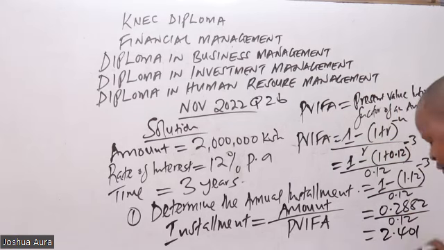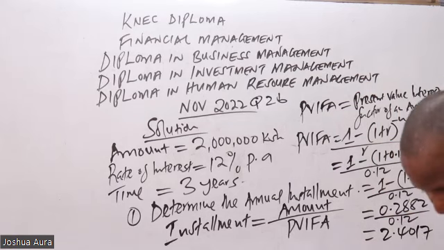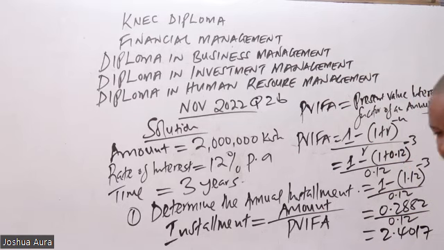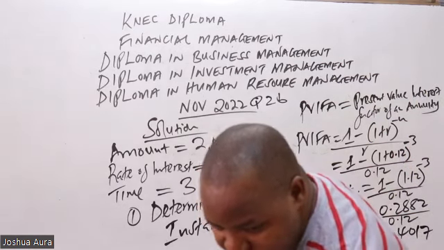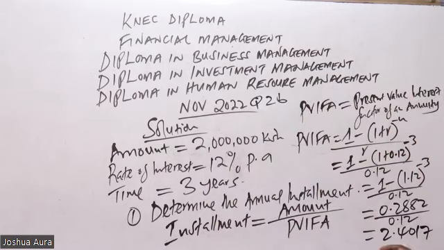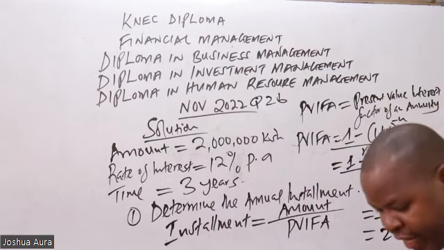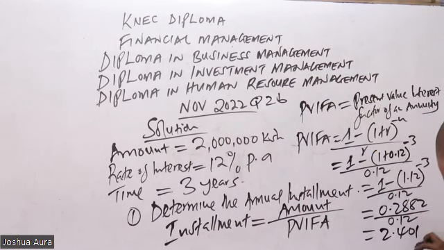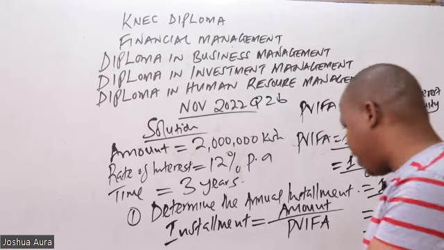2.4017 to 4 decimal places. Sorry, 2.4018, not 17. 2.4018 as our discounting factor, as our PVFA. So let us come back here to our formula so that we can get the annual installment.